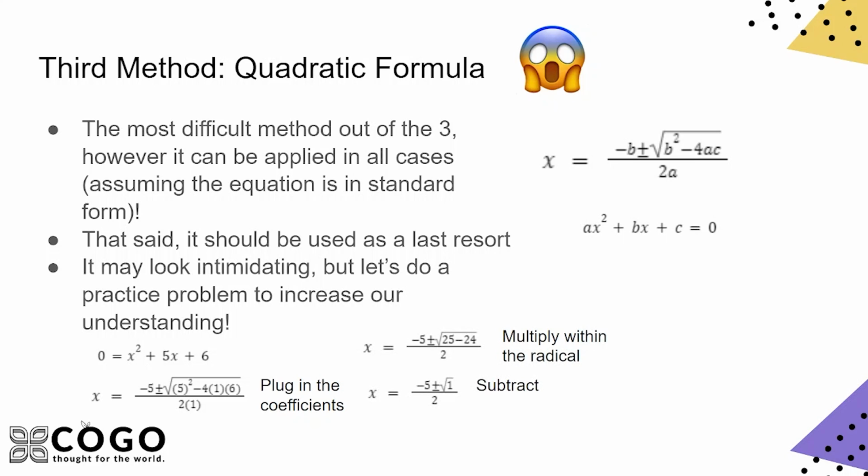Then we can subtract 24 from 25 to get the square root of 1, which is just 1. This then leaves us with the equation x equals -5 plus or minus 1 over 2, which we can then evaluate when 1 is both positive and negative to figure that x is equal to either -2 or -3.